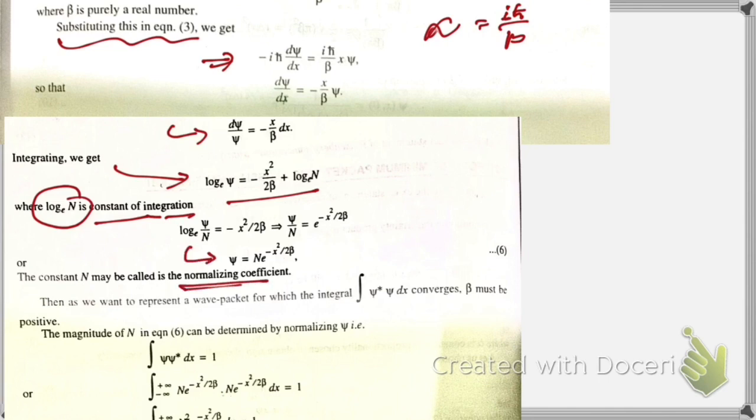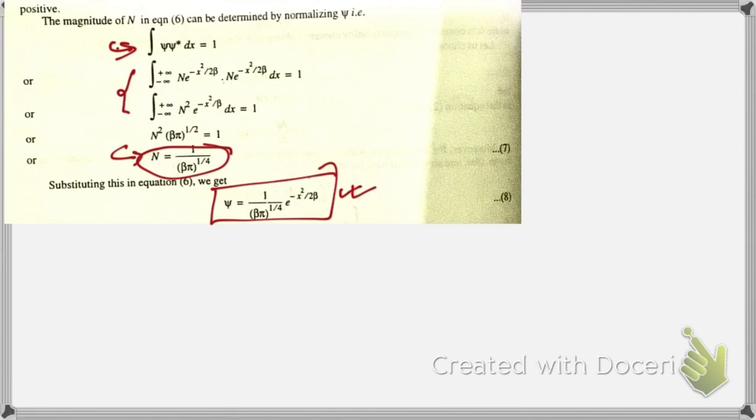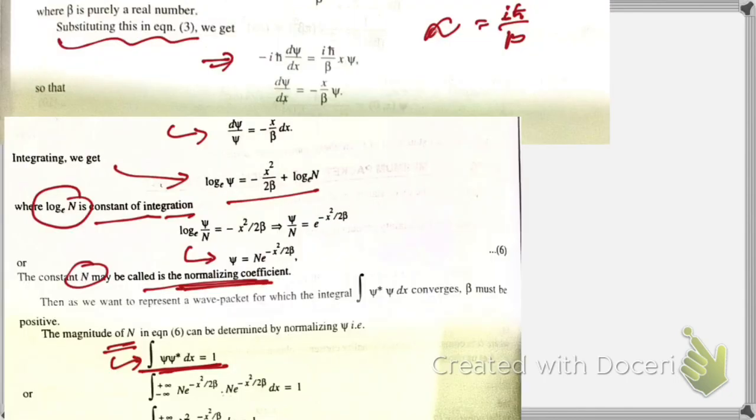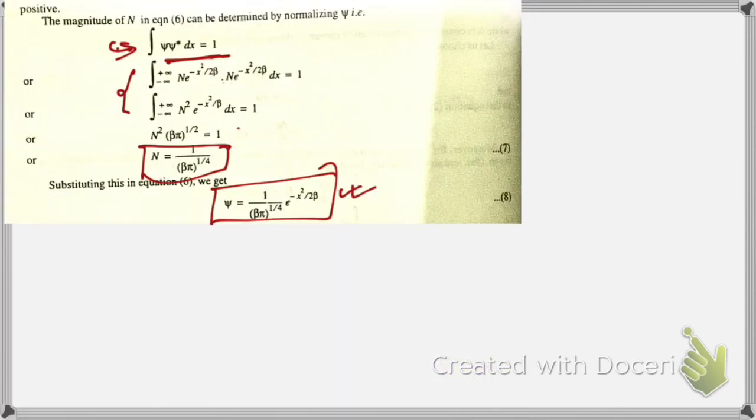This is normalized coefficient. So here you can see magnitude of n can be found out by applying the normalization condition. This is the normalization condition, and if you apply that, you will get the value of n. This is the value of n, and if you put this value here, then you will get the function, right? So this is the required function. So hope you have understood this. Now let's move on to the next question.